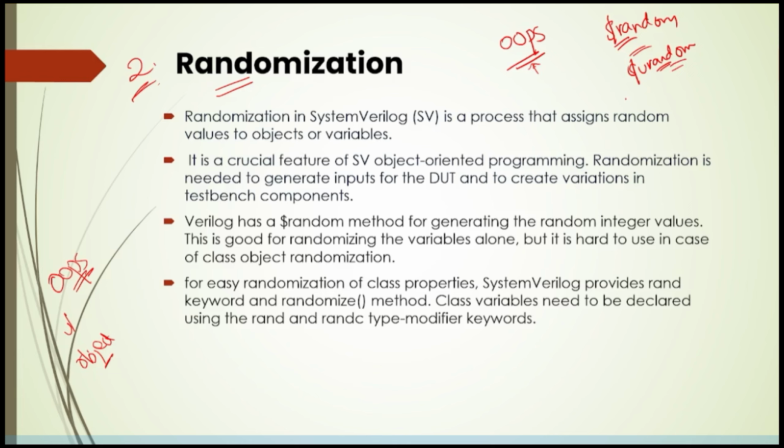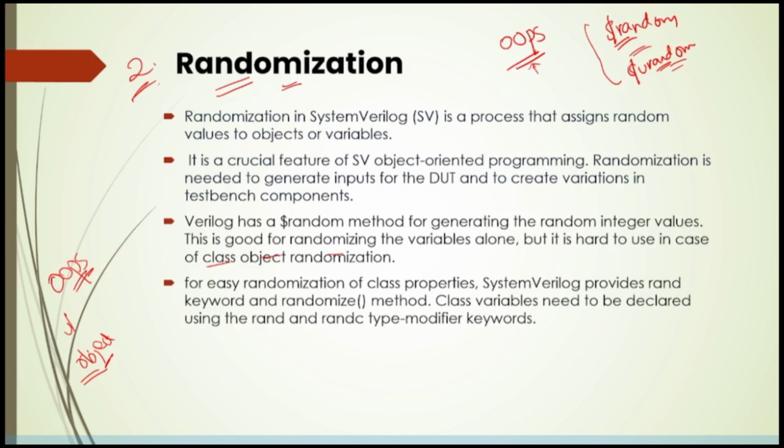Since randomization needs to be done on objects, and object-oriented programming was introduced in SystemVerilog, the randomization you see in SystemVerilog is more advanced than that of Verilog, because it is being performed on objects. We call that class object randomization. So what does randomization mean? Randomization is nothing but producing random values.